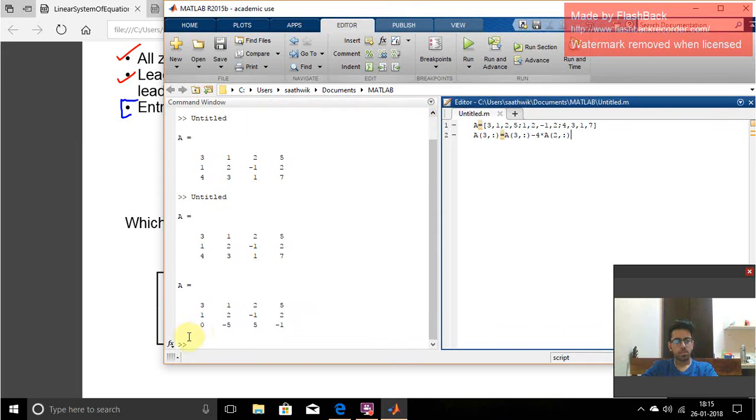So we will get the resultant matrix as 3 1 2, 5 1 2, minus 1 2 and 0, minus 5, 5, minus 1. Okay, so this element is now turned to 0.